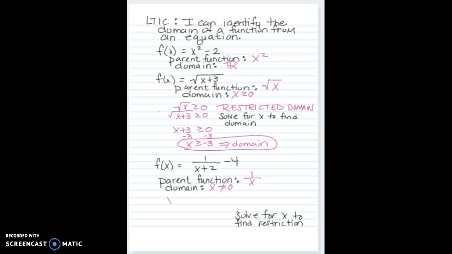So we do have another domain restriction. This time we have that we cannot have 0 in our denominator. So what we need to do is set the denominator not equal to 0 and solve for x. Again, we'll just subtract 2 from both sides, and we'll have x cannot equal negative 2, because x plus 2 cannot equal 0. So my domain is all numbers are allowed except x cannot equal negative 2.